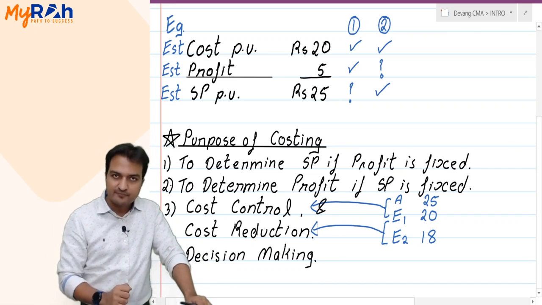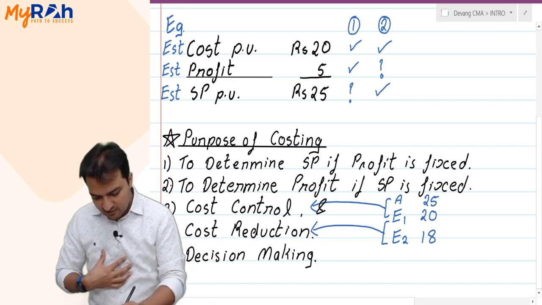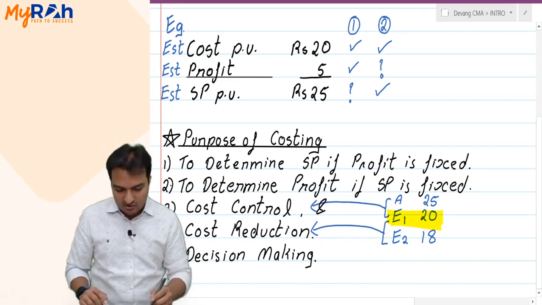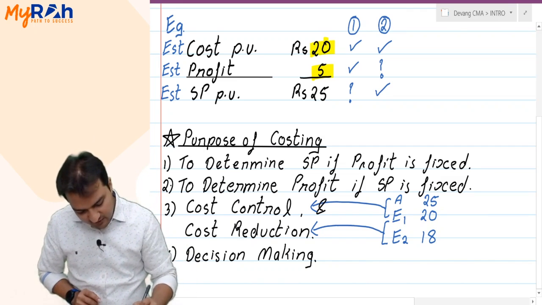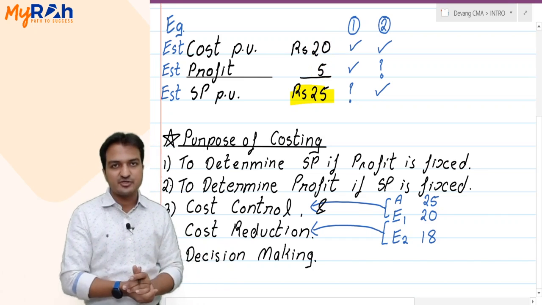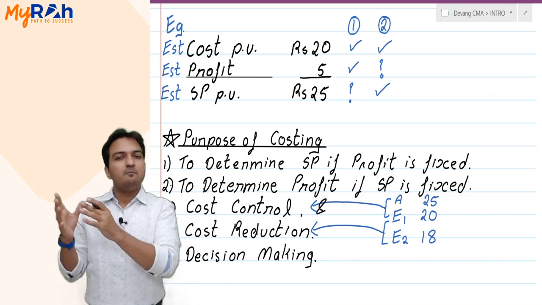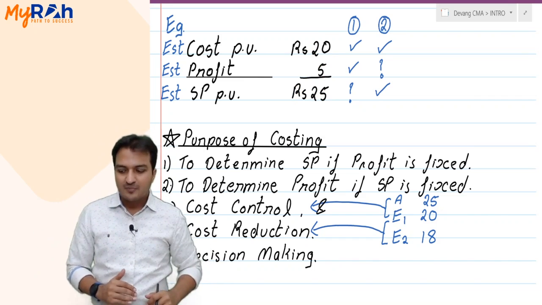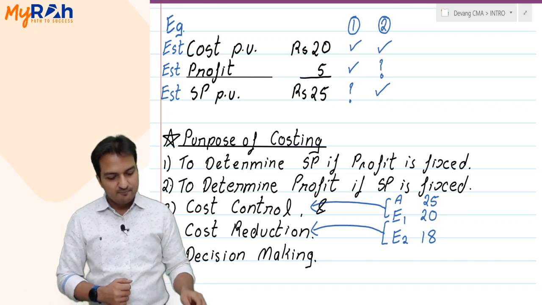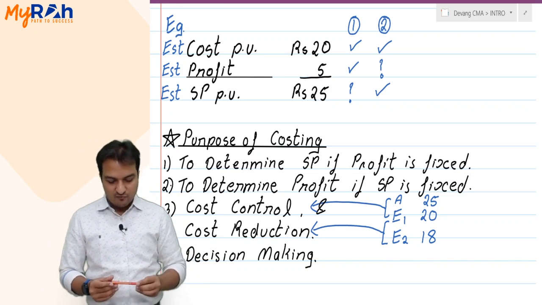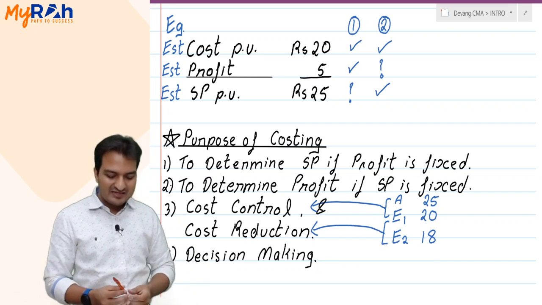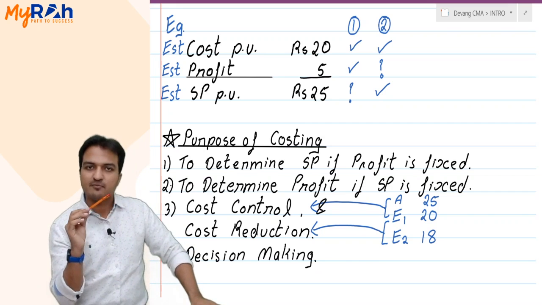Well, simple example. Say currently my estimated cost is 20. Forget actual for the time being. Let's say my estimated cost is 20. Add a profit of 5 and I'm selling the product at 25 per unit. Now, what if in this situation a new competitor enters my industry and starts selling this product at a much cheaper price? Say, for example, I was manufacturing and selling these pencils, and there is a new competitor who has entered this industry selling the same kind of pencils.